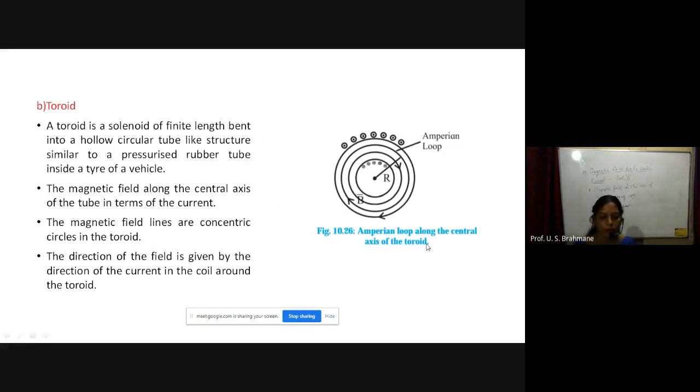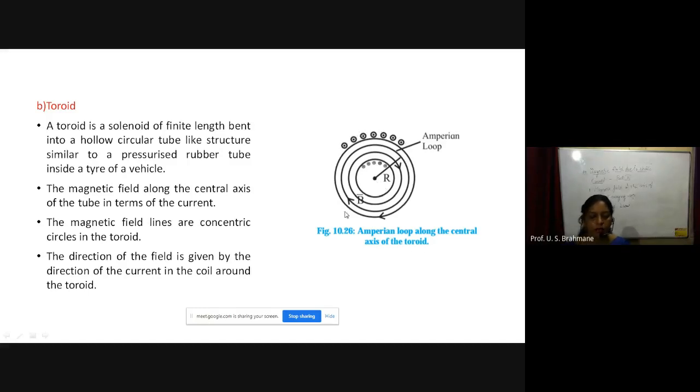The last topic which I'm going to take from this chapter is the toroid. Now the toroid, you can see the shape like this. It is also the cross section of that toroid. This is the Amperian loop, and the center one which we are taking is the Amperian loop where you're going to find out the magnetic field. Sorry, so the Amperian loop along the central axis of a toroid. So this is the central axis.